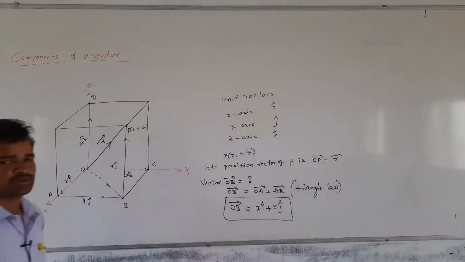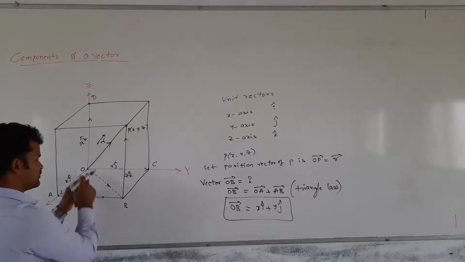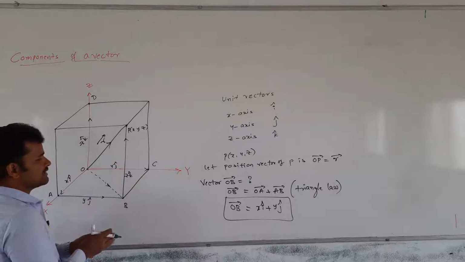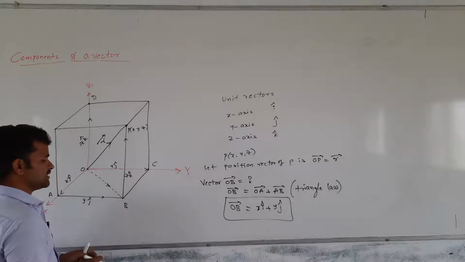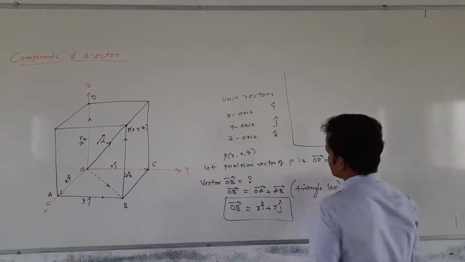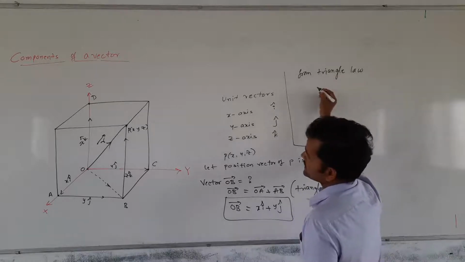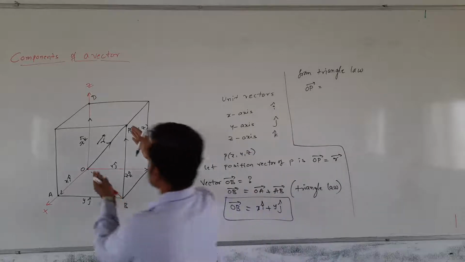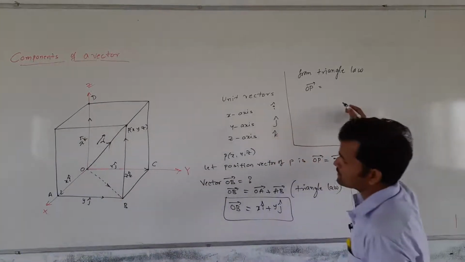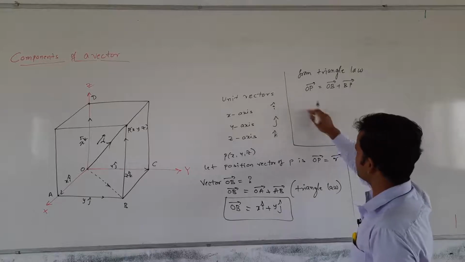We got vector OB. Now you observe the triangle OBP. OB is the first vector, BP is the second vector. According to the triangle of vector addition, I can add these two, OB and BP, that gives us vector R. Very simple. Now from the triangle of vector addition, I can write vector OP is equal to vector OB plus vector BP. Now vector OP I have taken as vector R.